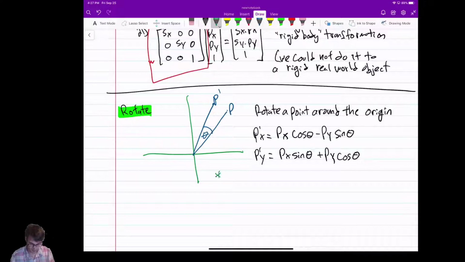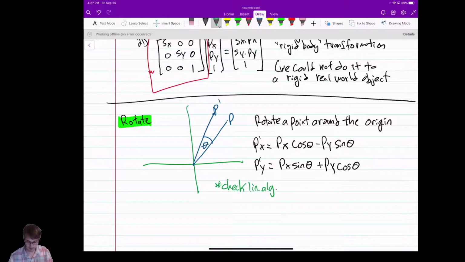You can check your favorite linear algebra text for the derivation. It's pretty cool. And I'll also say that this is a rigid body transformation.